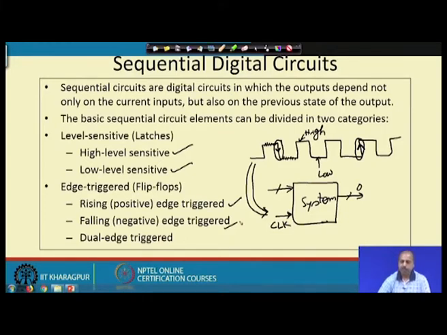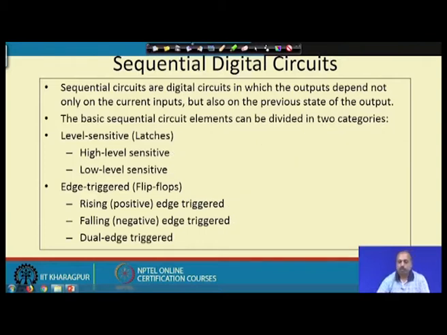Another possibility is that we are interested in both of these events, that is this falling edge as well as this rising edge. So, we are interested in the system behavior when the clock signal is rising or falling. This type of system is known as a dual edge triggered system. In this part of the lecture, we will slowly look into all these different categories of sequential circuits and how to design those circuits. Now, coming to the basic sequential circuit.